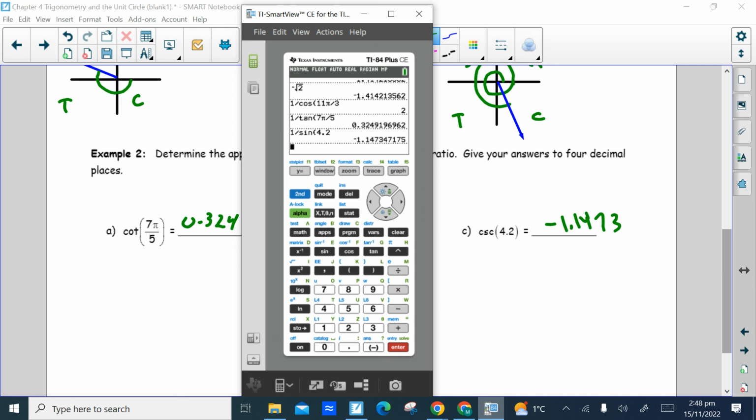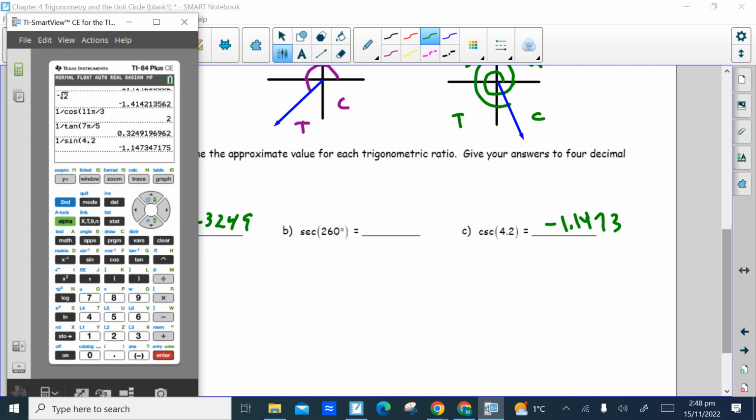But for B, we'll have to change our mode to degrees. And the secant is the reciprocal of cosine, so 1 divided by the cosine of 260 degrees. Negative 5.7588.